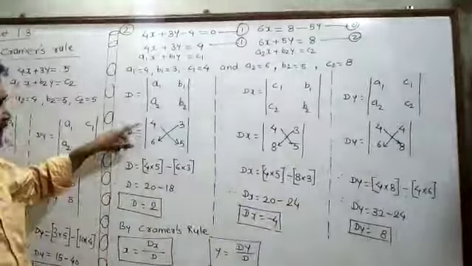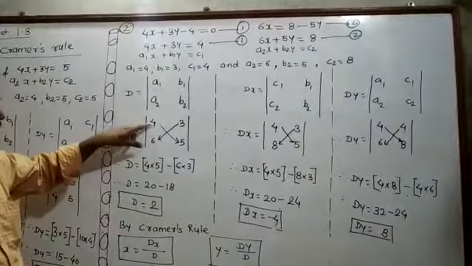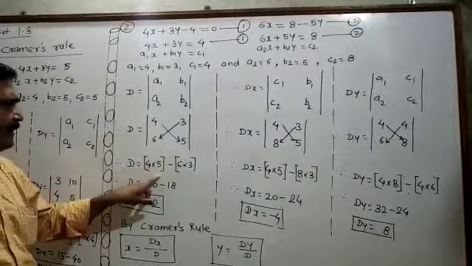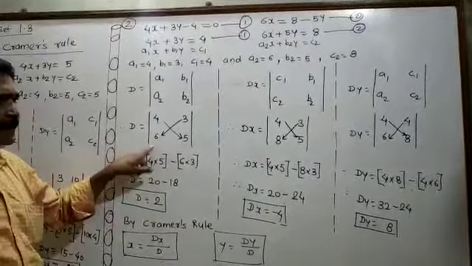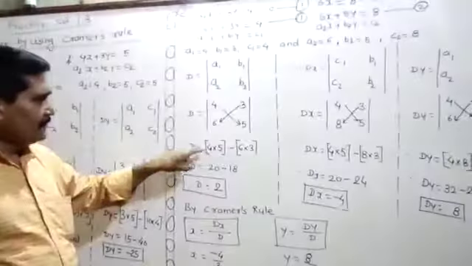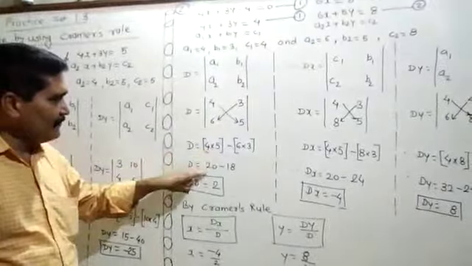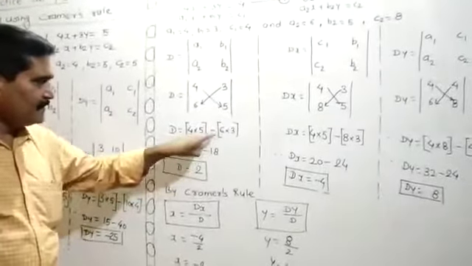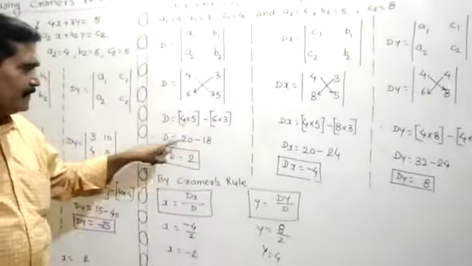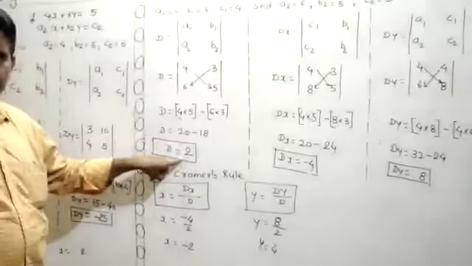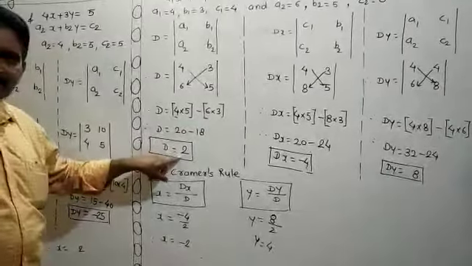Then you have to do the product. If you want to find d, at that time 4 multiplied by 5 minus 3 multiplied by 6. 4 multiplied by 5 is equal to 20, minus sign as it is, 6 multiplied by 3 is equal to 18. 20 minus 18 is equal to 2. Means we will get the value of d as 2.